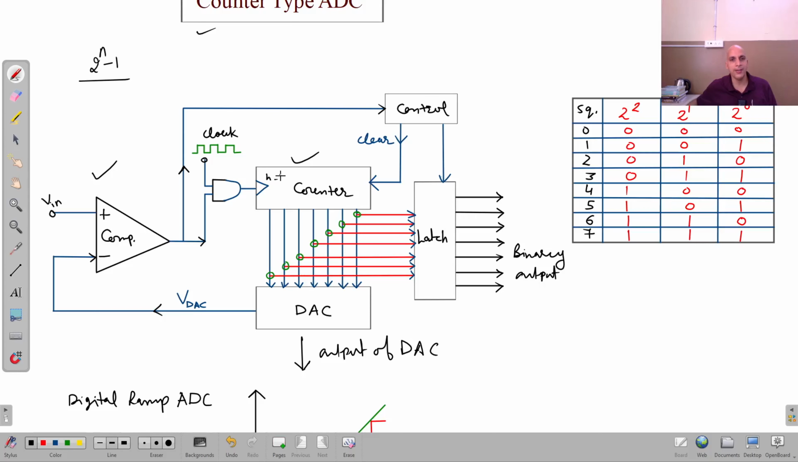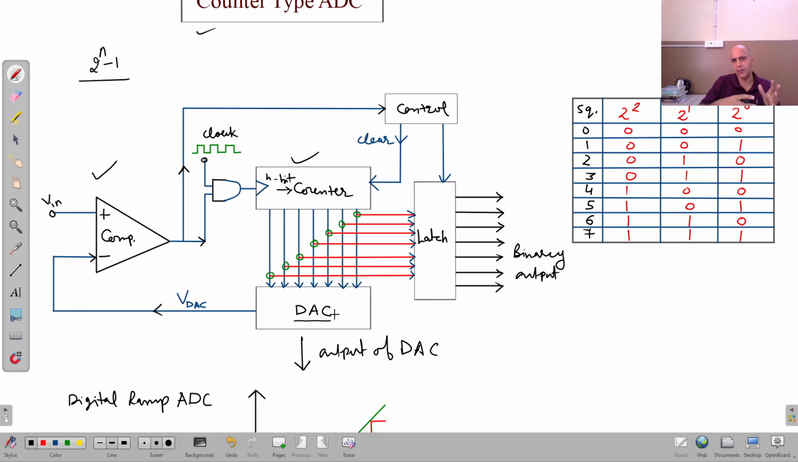It is an n bit counter, where n stands for the number of bits that we expect in the digital output. That's why we call it an n bit counter. So you can see this circuit consists of an n bit counter. This is a digital to analog converter. This is the reason I discussed D to A converters first, and then I am going to A to D converters.